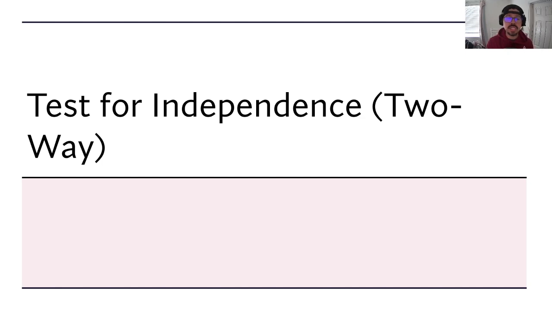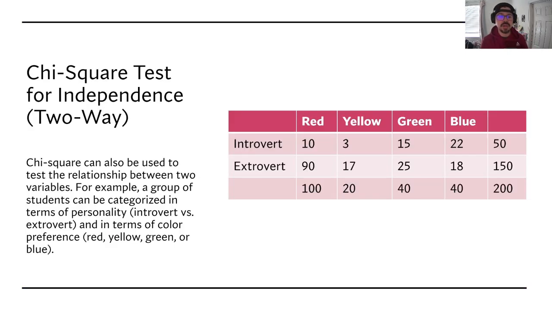Now moving to test for independence. This is our two-way chi-square. Chi-square can also be used to test the relationship between two variables. For example, a group of students can be categorized in terms of personality, whether they're introverted versus extroverted, and in terms of color preference between red, green, yellow, or blue.